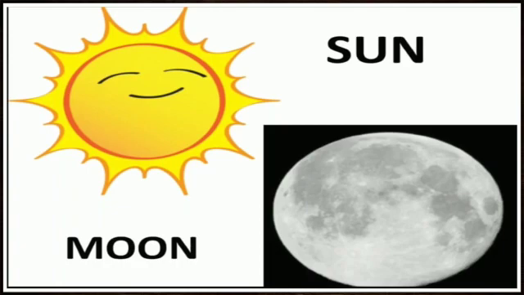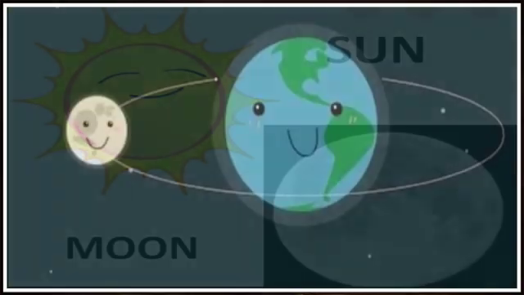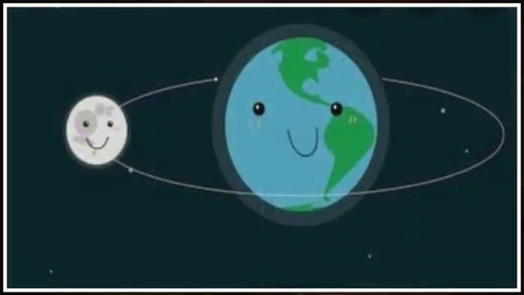So, let me tell you, the sun as a celestial body is also known as a star, and the moon as a celestial body is known as a natural satellite of the earth that keeps revolving around the earth. You all can see it in this picture on your screen, children.